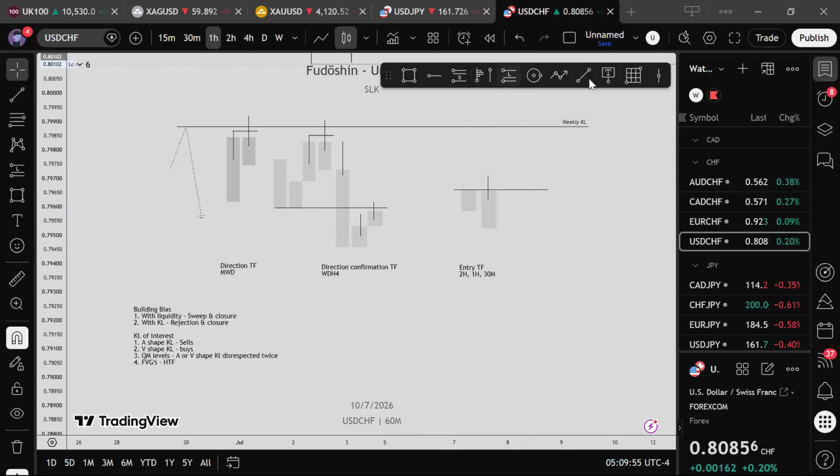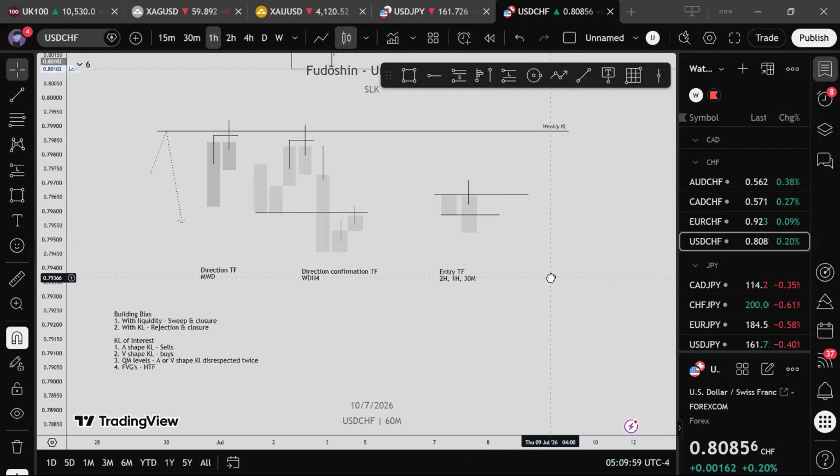So for my higher time frame bias, as usual, I'm just going to take like 2 to 3 minutes to go over it. I have just the directional time frame, which is usually the monthly, weekly, and daily. I have my confirmation time frame, which is from the weekly if I'm taking my monthly as my directional time frame, and then daily and H4 respectively. As simple as that. I see a sweep and a rejection for building bias.